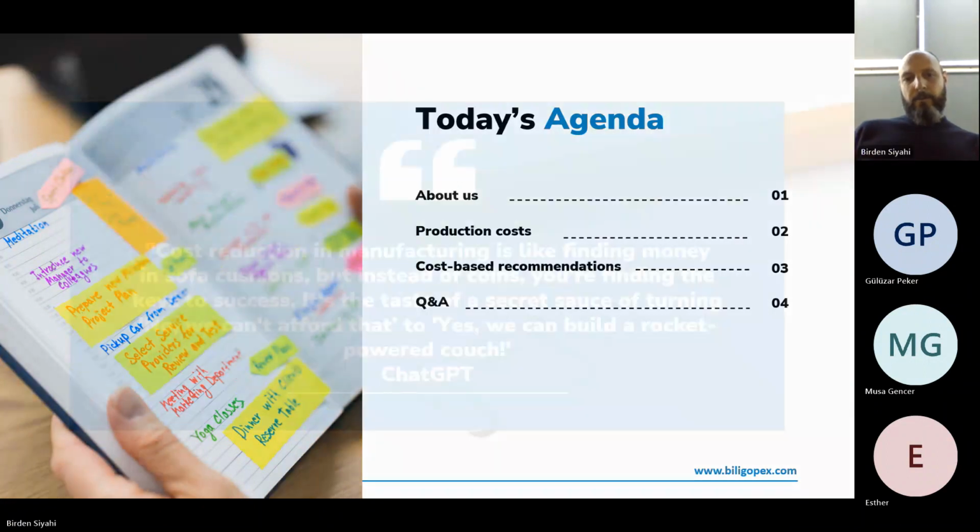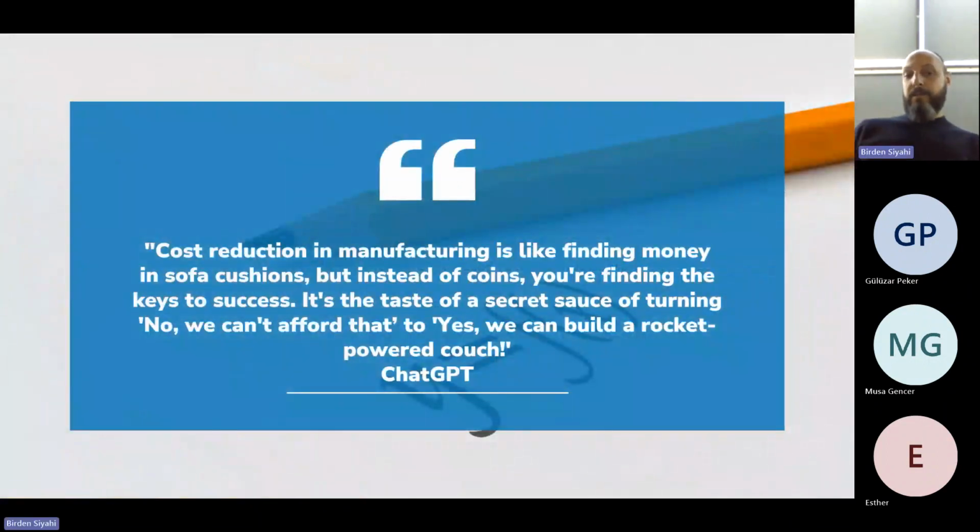Okay, so I asked ChatGPT what is cost reduction in manufacturing, and it gave me a funny answer. It's like, it's a taste of a secret sauce of turning no, we can't afford that, to yes, we can build a rocket-powered couch. So what we are going to do by cost reduction is find the opportunities that are making us spend more money on any kind of cost and prevent them.